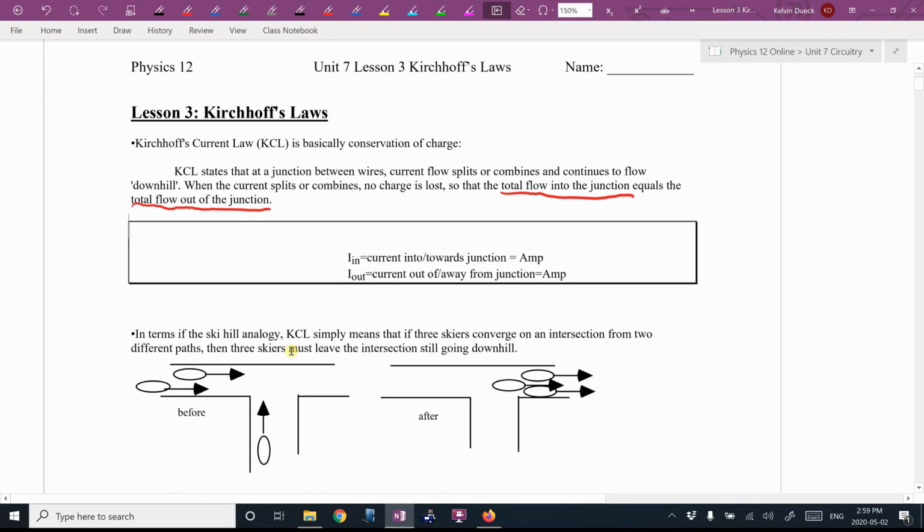In terms of the ski hill analogy, the current law means that if I have 2 amps coming in and I have 1 amp coming in to a junction of a circuit, then I have 3 amps flowing out. The amount of current coming in has to equal the amount of current coming out. So don't write this down. I would like to write total current in equals total current out.